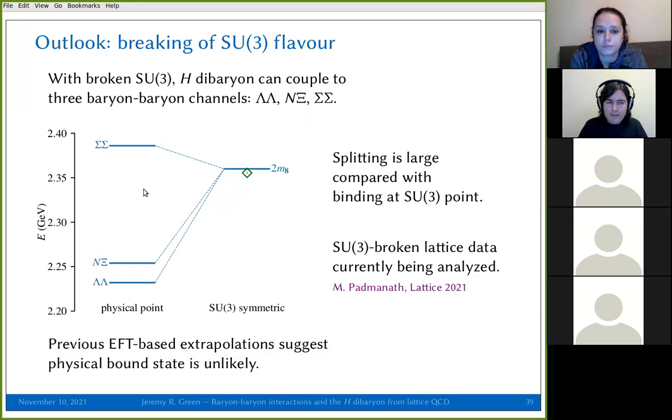Now in the past, other people have used effective field theories to extrapolate lattice data to the continuum, and even those based on rather heavy binding energies at the SU3 point found that there's probably not a bound state in the continuum at the physical quark mass. And so now that we have a much smaller binding energy, I think it's rather unlikely there will be a bound state at the physical quark mass.